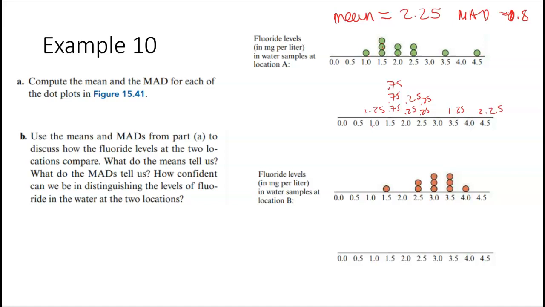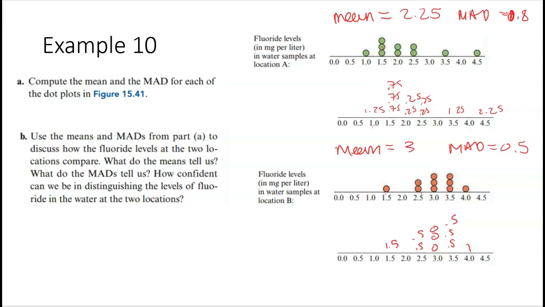And then for B, let's get the mean. I'll add up all those values and divide by 1, 2, 3, 4, 5, 6, 7, 8, 9, 10. And I get a mean of 3. So now that's 1.5 away. That's 0.5, 0.5, 0, 0, 0, 0.5, 0.5, 0.5, and 1. Add all those up, divide by 10, and I get a MAD of 0.5.